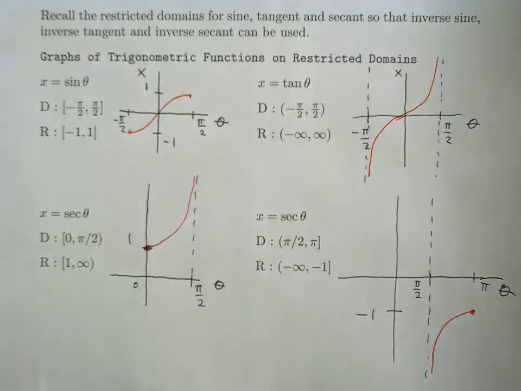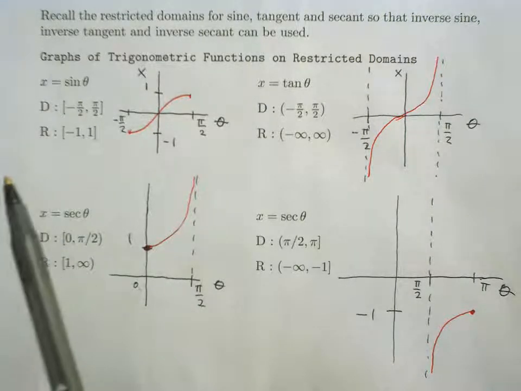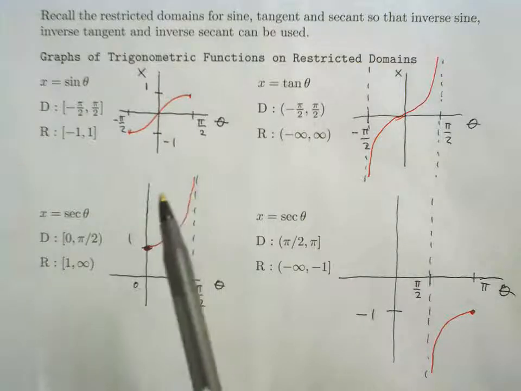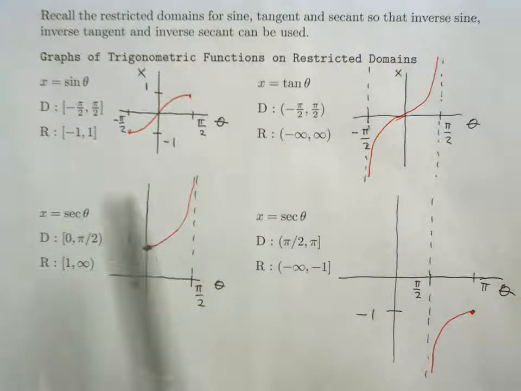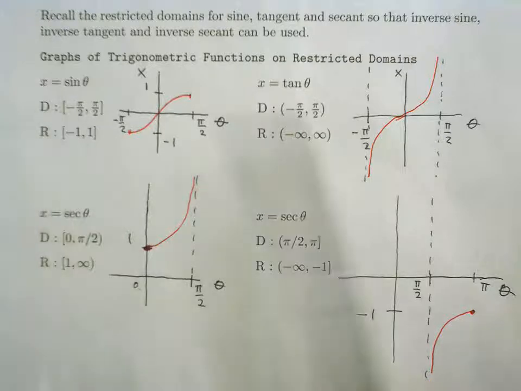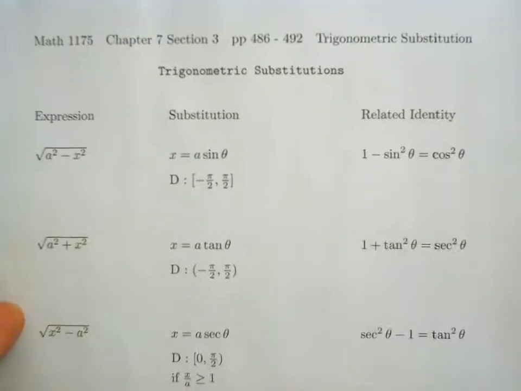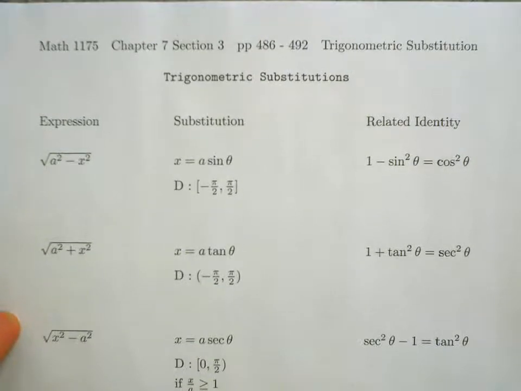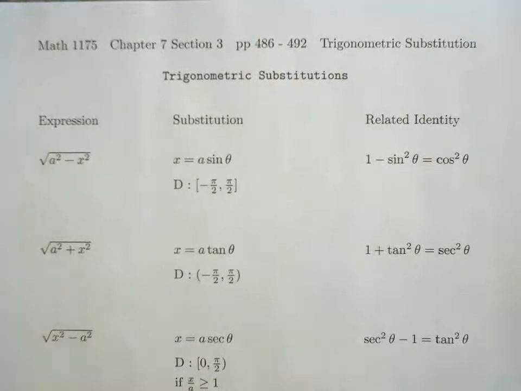Okay, the primary trig functions that we use for trig substitution are sine of theta, tangent of theta, and secant of theta. Okay, on the next page, we have some expressions and some substitutions that go with those expressions.